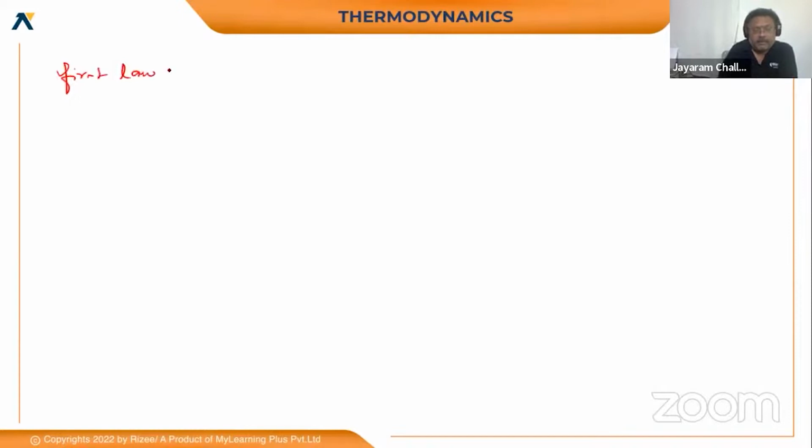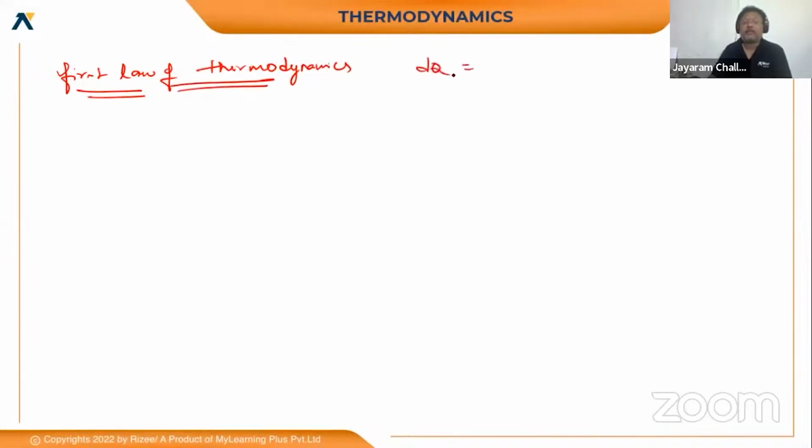First law of thermodynamics. So what is the first law of thermodynamics? It says the total heat supplied is used in some part to raise the internal energy and to do the work. That is, some external work has to be done.